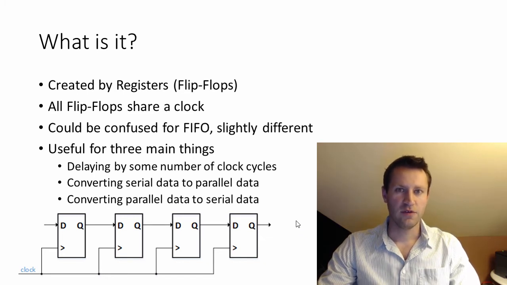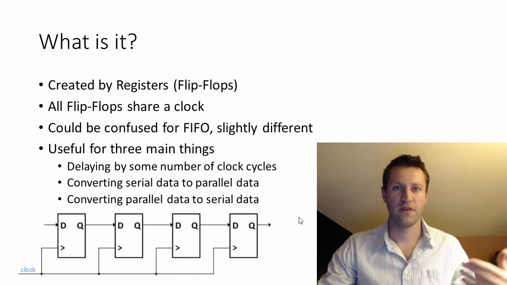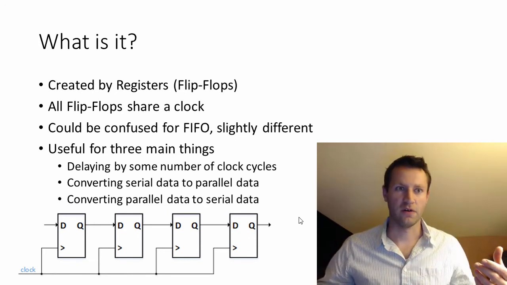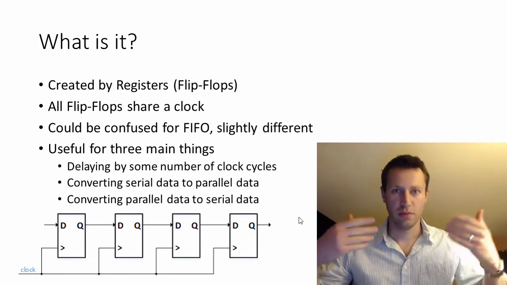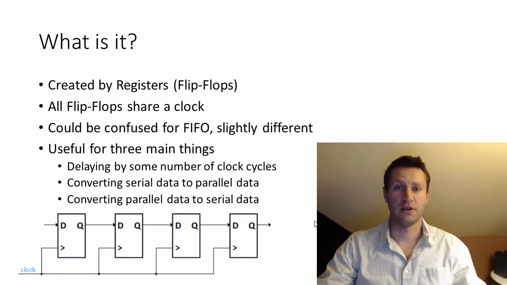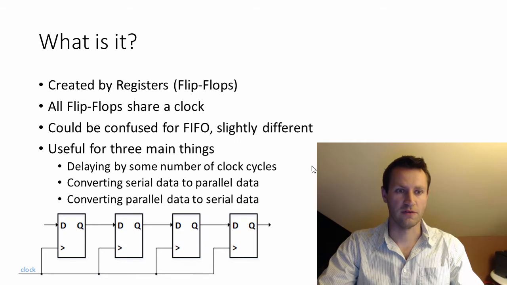And that can be confused for a FIFO, but the two are slightly different. Shift registers push data through, and there's no pull side, whereas a FIFO pushes data into the FIFO, and then there's something else that will pull the data out of the FIFO. The shift register just blindly pushes the data in, and when it gets to the end, hopefully there's something there to receive it, because it's just going to drop it to the floor if nobody's there to look at the data. And they're useful for delaying by some number of clock cycles.